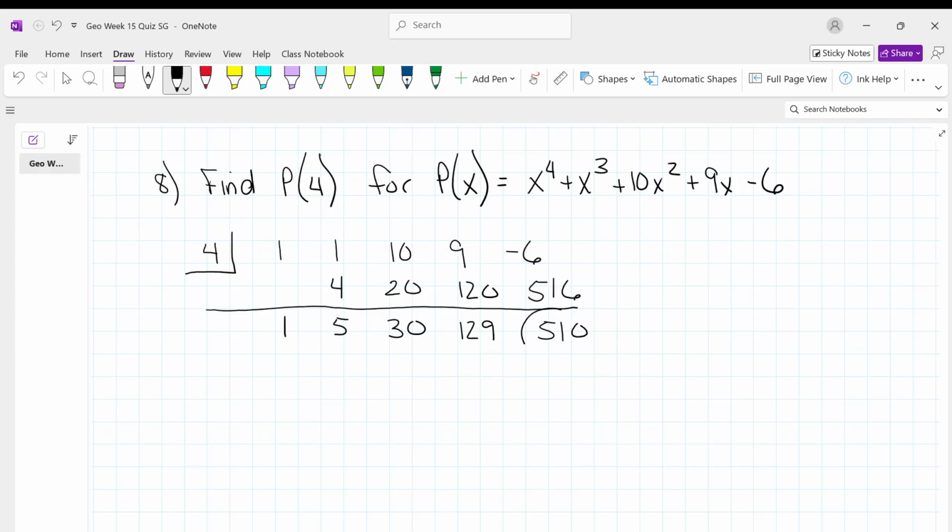The remainder is what P of 4 is equal to. So we're evaluating 4 for this equation. So our P of 4 is equal to 510. Make sense? In this case, don't change the sign of what you're evaluating. Use the value that they're asking you to find in the synthetic division technique.